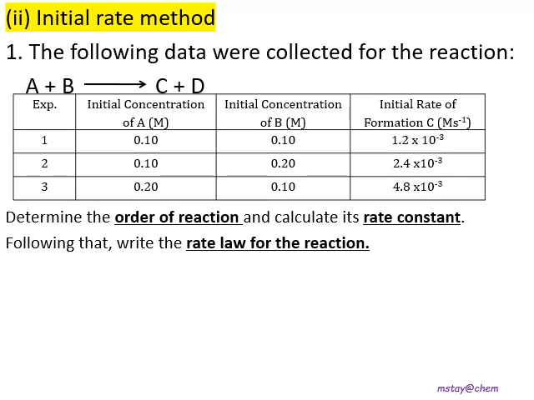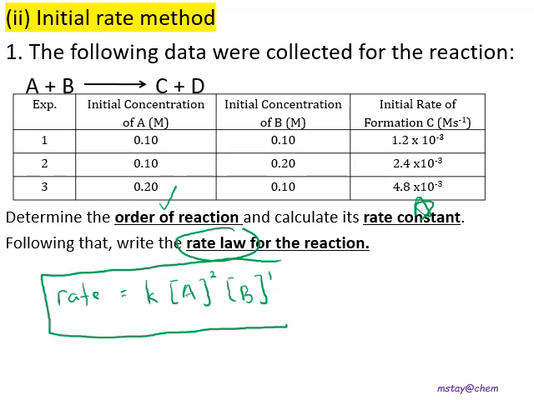The last part of this question, we need to write down the rate law. Basically, we already wrote down the rate law when we calculated the rate constant. So after we determine the order of reaction, we will be able to write the rate law. Like just now we said, rate of reaction equals K, concentration A to the power of 2 and concentration B to the power of 1. So this is the rate law for this reaction.